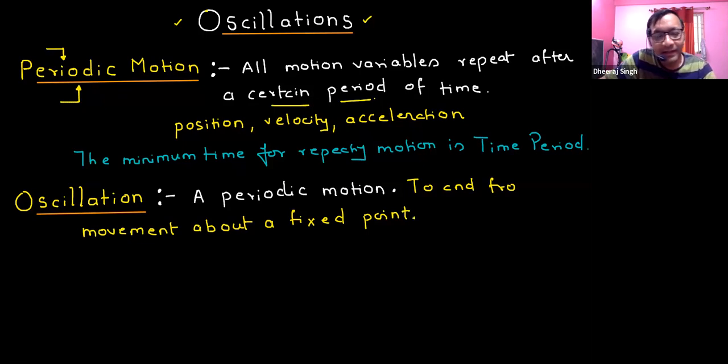What does it mean? Just take an example of a pendulum. What does a pendulum do? It goes around in this path, right? The pendulum bob is here right now. Then it is there right now. Can you identify a fixed point for this pendulum? Where is the fixed point? This is position A, position B for the pendulum.